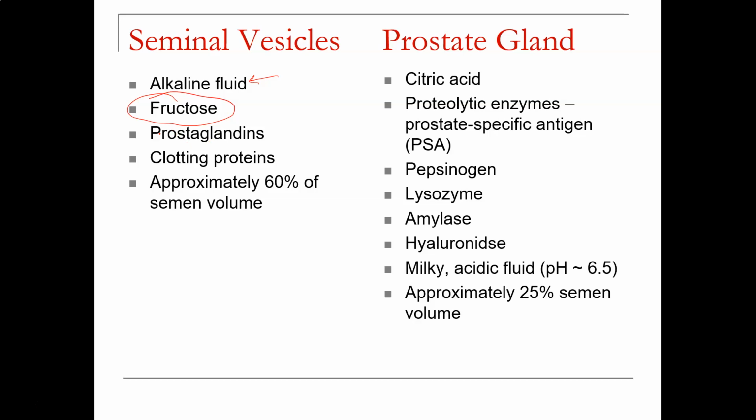Prostaglandins are hormones that, their role is not entirely understood, but it's thought that these hormones, which are not any hormones we talked about when we studied the endocrine system, help the sperm travel in the female reproductive system from the uterus up to the fallopian tubes.